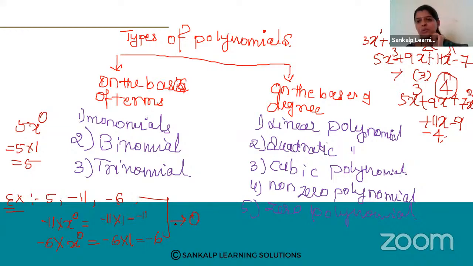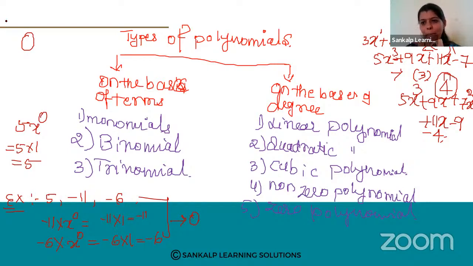Now comes the zero polynomial. If I write 0, only 0, tell me the degree of this polynomial. Yes, my dear student, what is its degree? Think a little. What will be the degree of this polynomial?